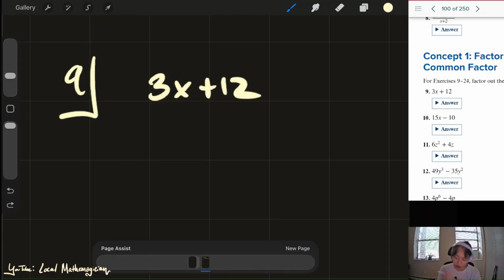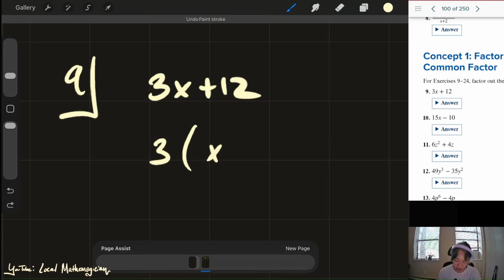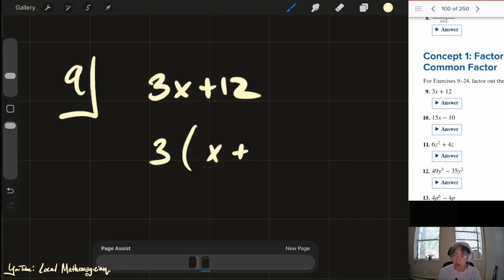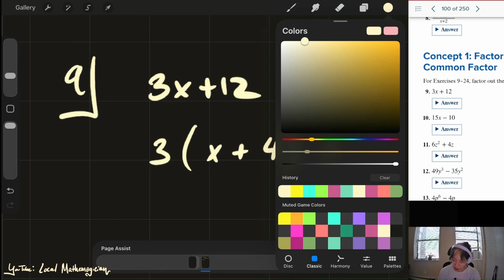If you take a 3 out of 3x by undistributing, not quite division, but undistributing, what do you have left? You have x, right? 3 times x, you take the 3 out, it's just x. You open your parenthesis. This is plus. There's no weird business here, so we can leave this as a plus. And what's 12 divided by 3? If you take a 3 out, you're left with a 4, right? And that's it. Now, to sanity check your work, you're going to want to distribute it back out.